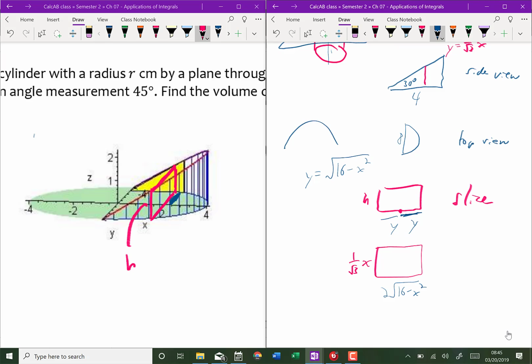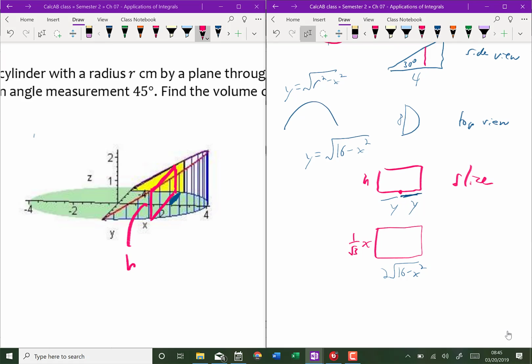For any semicircle, y is equal to the square root of r squared minus x squared. Because if I square both sides and move the x squared over, I just have x squared plus y squared equals r squared. So this now gives me the dimensions of that rectangle entirely in terms of x. Integral, I'm sliding from the left and right, 0 to 4, of, we need to do the area of this rectangle, so 1 over root 3x times 2 root 16 minus x squared dx.